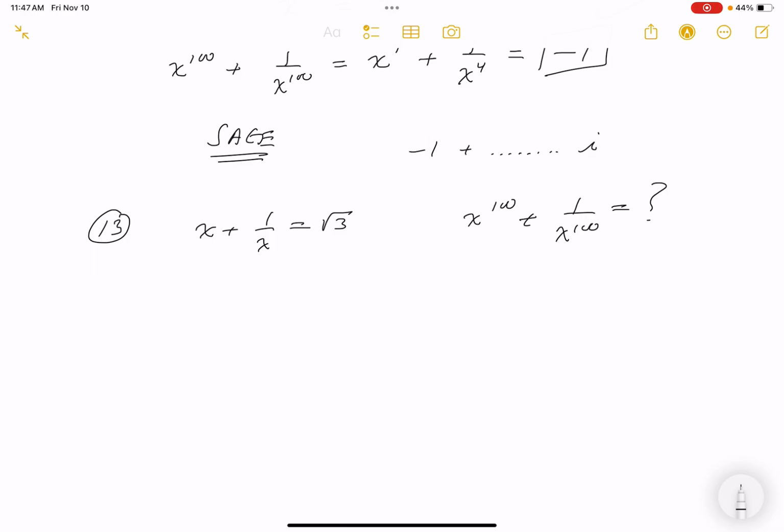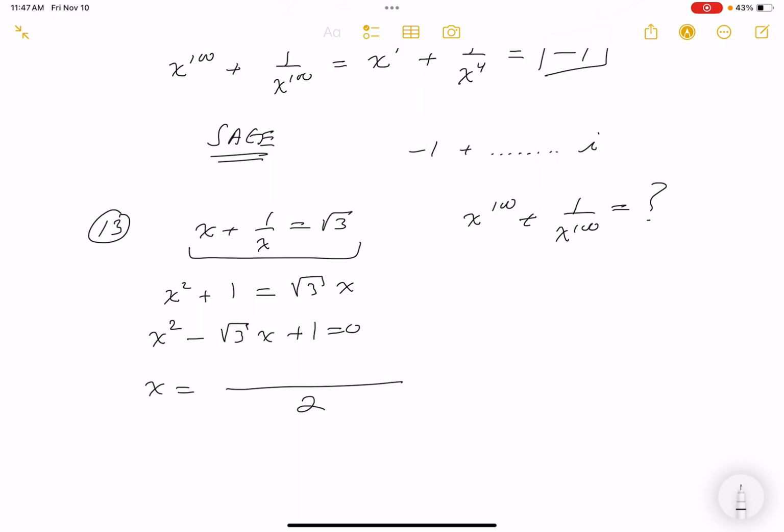So if I were doing this one, probably the thing that most people would do first is to solve this equation. And if you did that, what do you get? We multiply both sides by x. You get x squared plus 1 equals root 3 times x, quadratic in form. So it's going to be x squared minus root 3 x plus 1 equals 0. The quadratic formula is appropriate here. You get 2 here, root 3, plus or minus. And then what do you get?